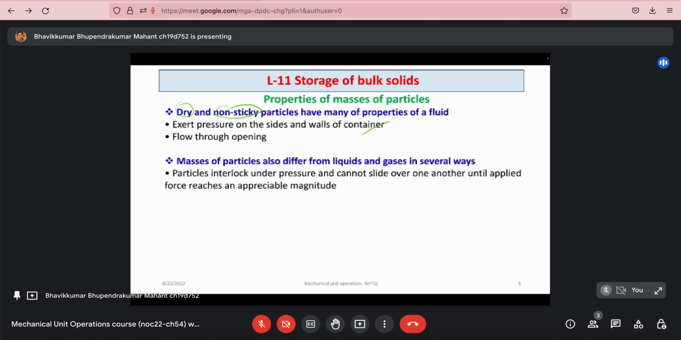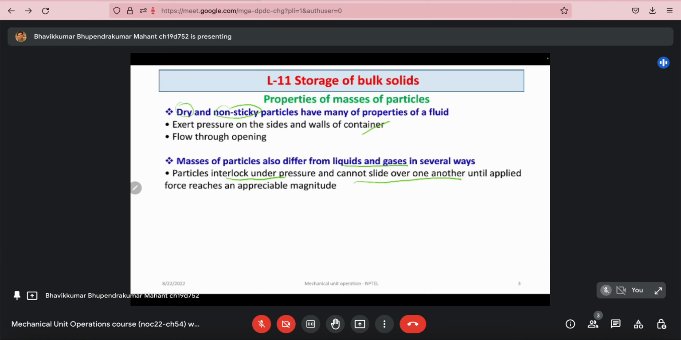Now, masses of particles also differ from liquids and gases in several ways. Obviously, fluids have their own way to be transported from one place to another, their own way of exerting pressure and of motion calculation. But if we talk about solids, then particles interlock under pressure and cannot slide over one another until an applied force of appreciable magnitude.